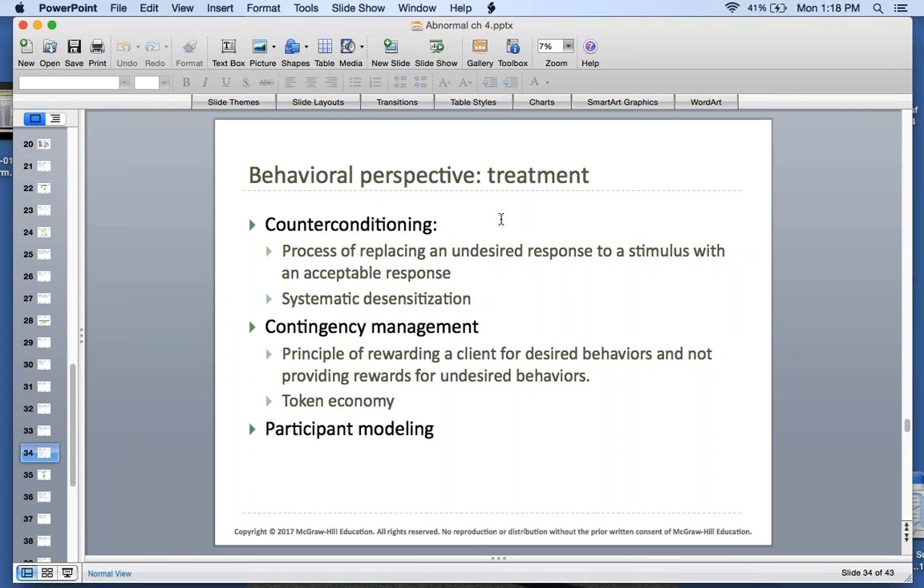Okay, contingency management. This is like the token economy. This is basically getting rewards for desired behaviors, right? I do well at work, I get paid. And then not providing rewards for undesirable behaviors. I stay home from work, I don't get paid. Okay. And the last is participant modeling. And that is simply that we will do what we see other people doing. I'm going to move on from those things. Please review them if you don't grasp one of those things or if you haven't learned it before.